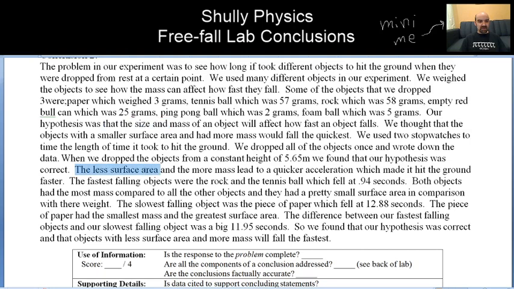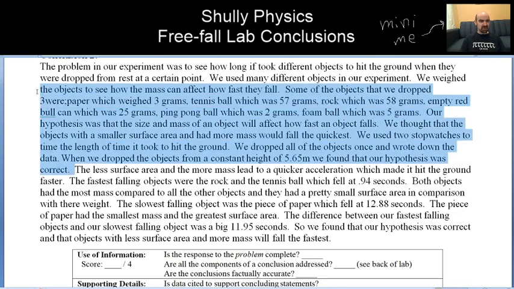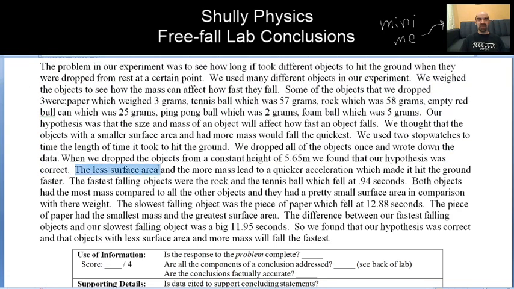Here we go. The less surface area, the more mass led to a quicker acceleration, which made it hit the ground faster. Start there. Then go with your data support. Okay? I can probably axe this whole first part of the paragraph and get started right here. We found that lesser surface area and more mass led to quicker acceleration. Then go into the proof.